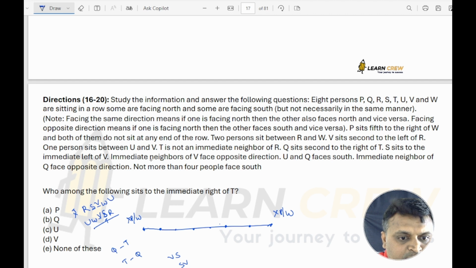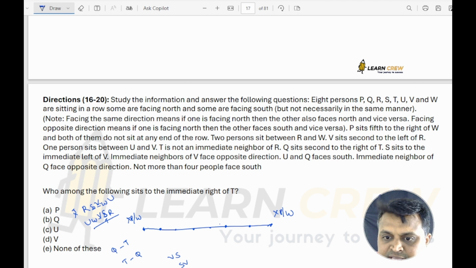So immediate neighbors of V. In this case, immediate neighbors of V are S and W. So let us consider S and W as the immediate neighbors of V. Immediate neighbors of V face opposite direction. So I am taking V here. Then S is to the immediate left of V.